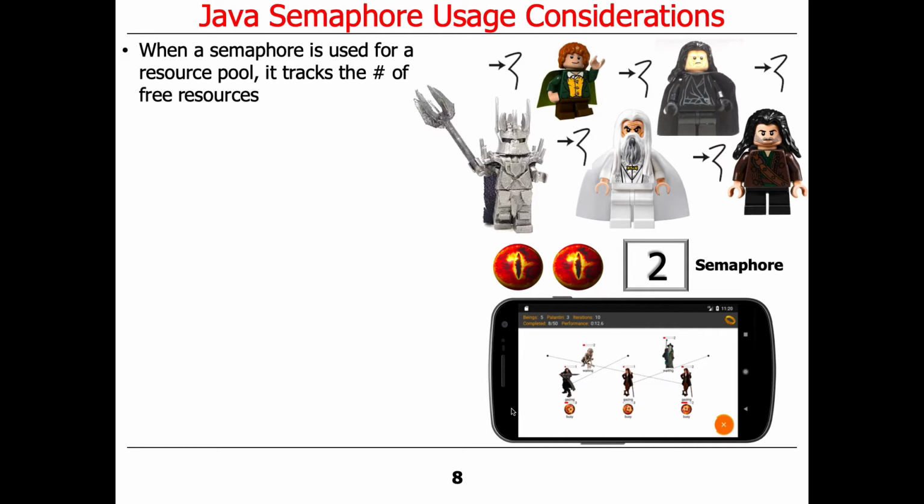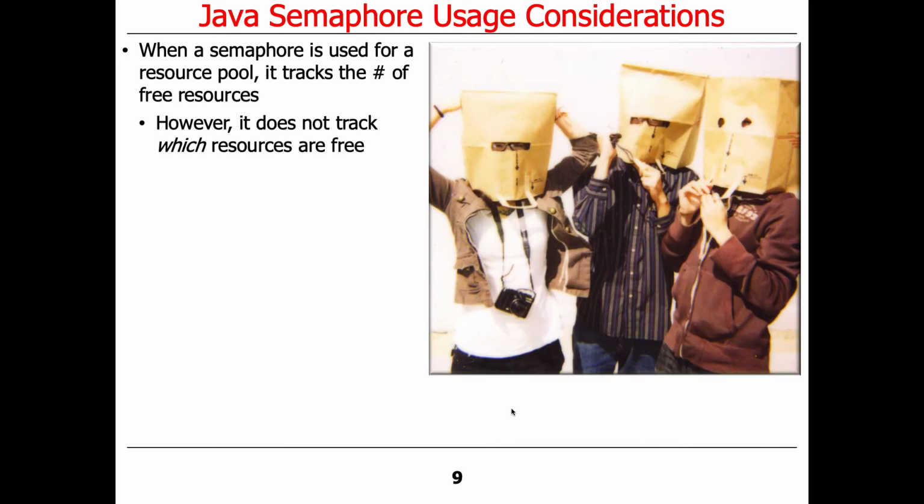When a semaphore is used to guard or mediate access to a resource pool, it tracks the number of available resources. That's what the count is explicitly doing. In fact, if you think about your Palantir Manager example, that's precisely what it does. It tracks the number of these things. However, it doesn't track which resources are free. So you have to figure out what resources are free.